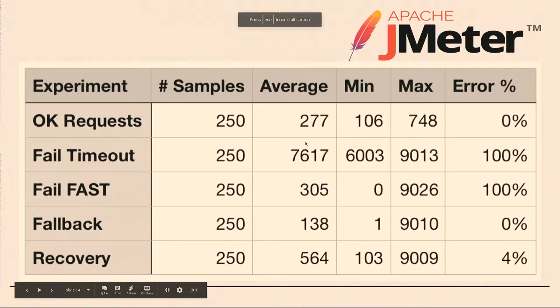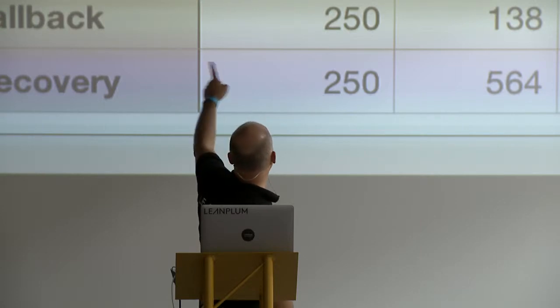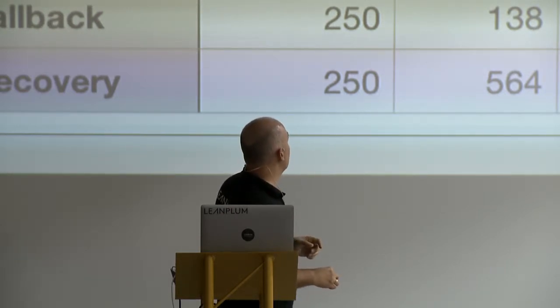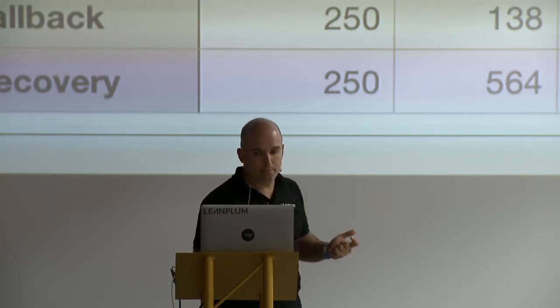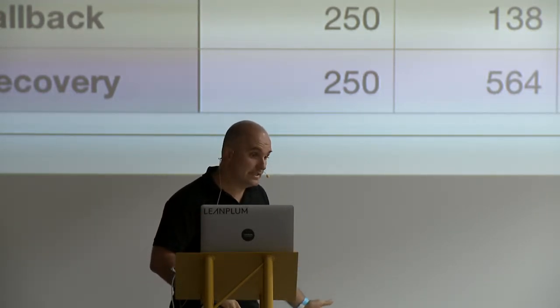So what do we see here? Okay, quite normal, 250 requests with an average of about a third of a second, 0% error rate. The second case with failed timeout, the same number of requests, 7.6 seconds average time, very expected as our service is doing this, 100% error rate. The fail fast test case, we have a slightly higher average than the OK, because some requests initially hit the failing backend method, but then because of the fail-fast procedure, we are returning errors. Again, very expected, 100% error rate.